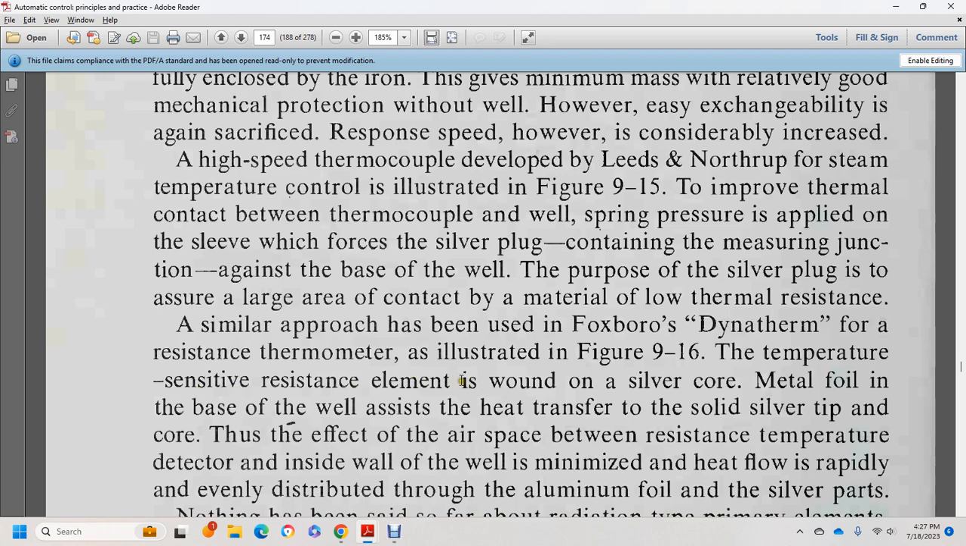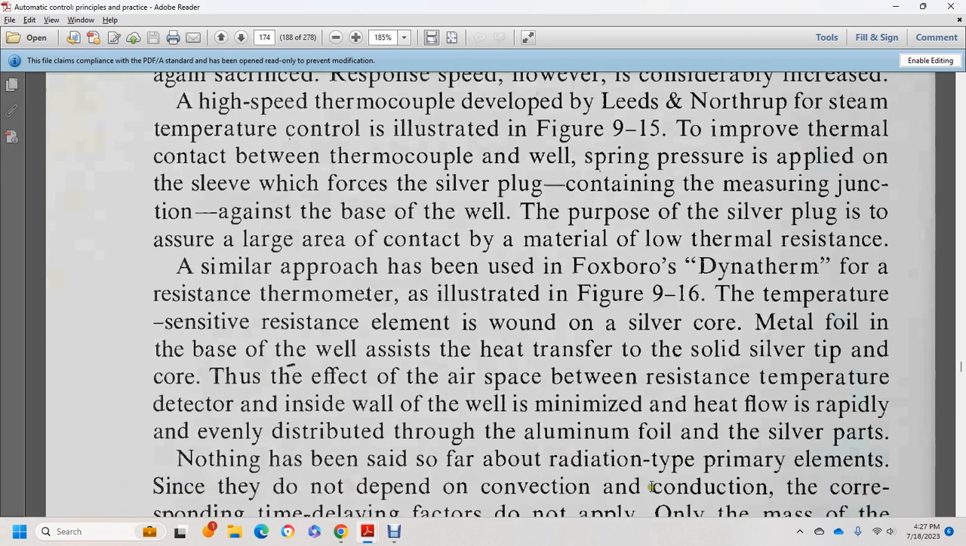The temperature center of the resistance element is wound on the silver core metal foil in the base of the well, with heat transfer through the solids over the tip and to the core, thus affecting the space between the resistance temperature detector inside of the well. The well minimizes heat flow, rapidly and evenly distributed in the aluminum foil with the silver parts.